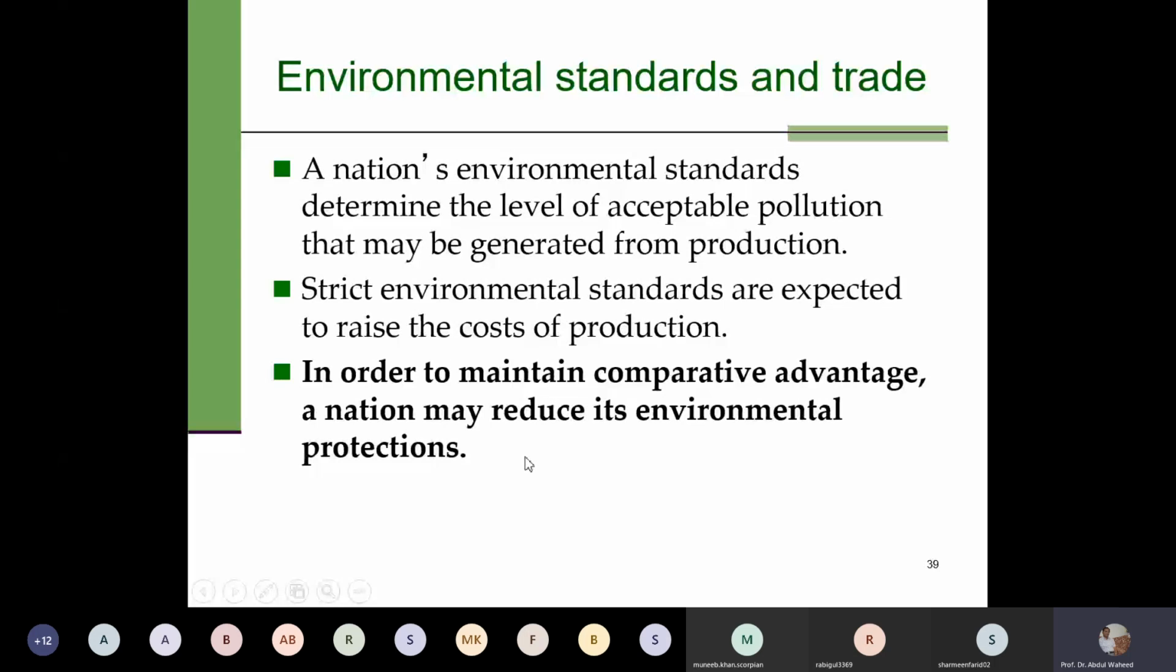So many countries, to maintain their comparative advantage, compromise on environmental standards, and this may spur a race to the bottom. If one country starts to compromise on environmental standards to maintain its comparative advantage, then the other country will retaliate. They will also start compromising on environmental standards, and this may spur a race to the bottom.